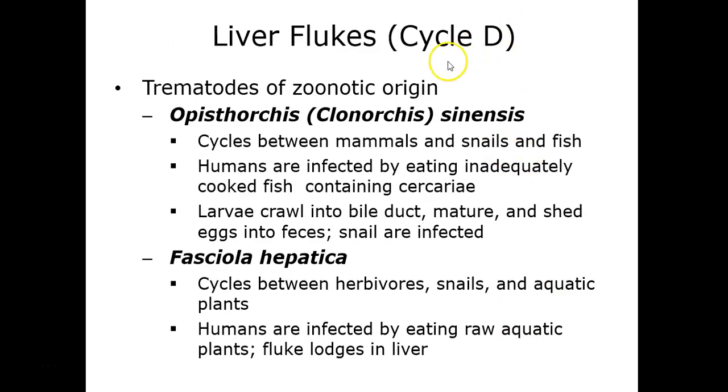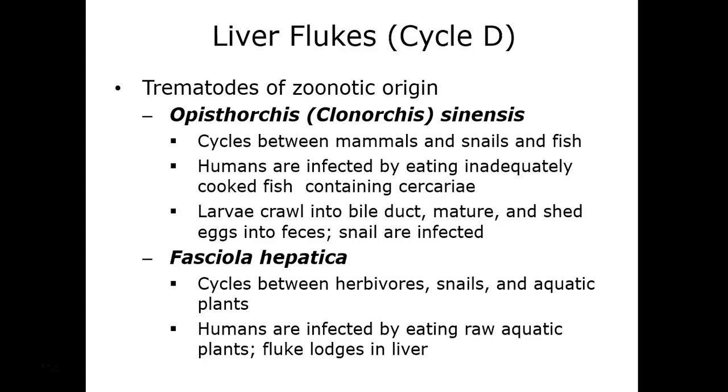We have the Clonorchus worm, which is able to cycle between mammals, snails, and fish. Humans become infected because they ingest the Cercariae form of the worm in inadequately cooked fish products. The Cercariae, or larvae, crawl into the bile ducts, mature, and shed eggs into feces.